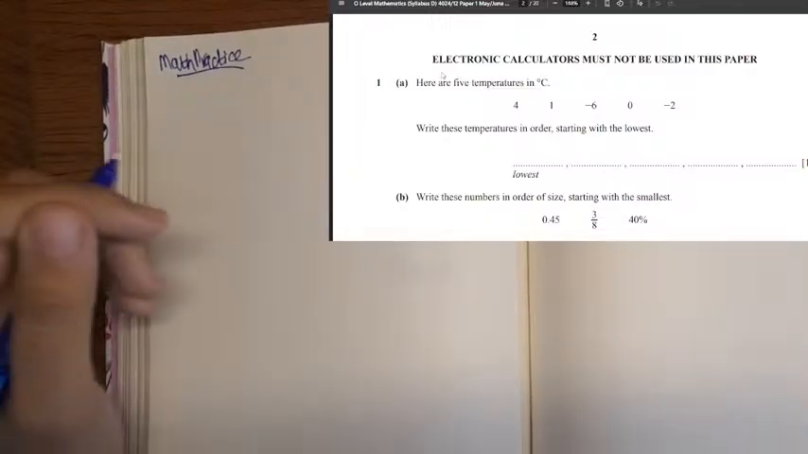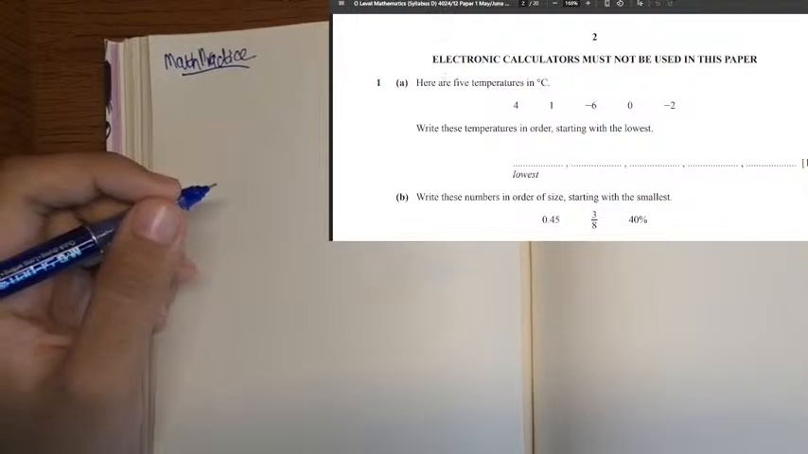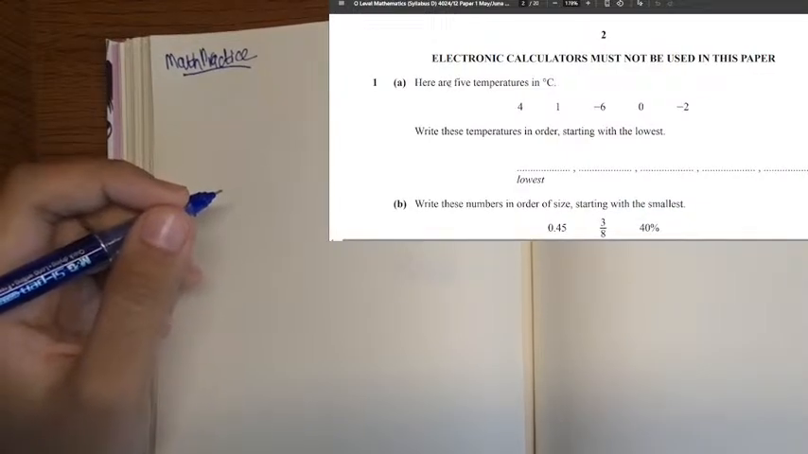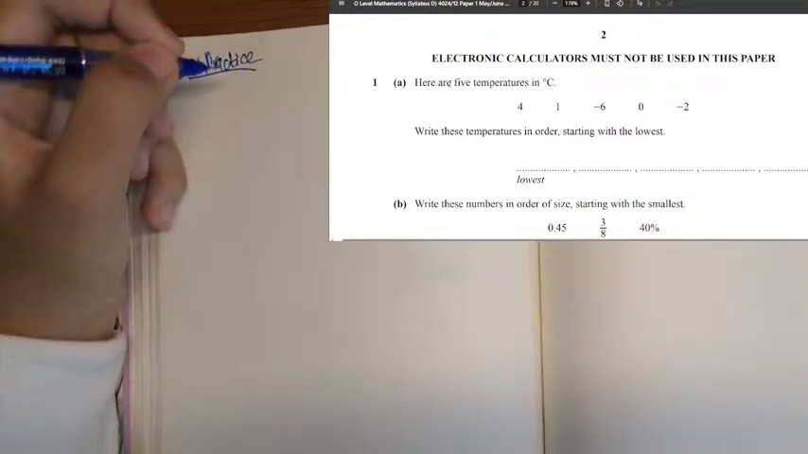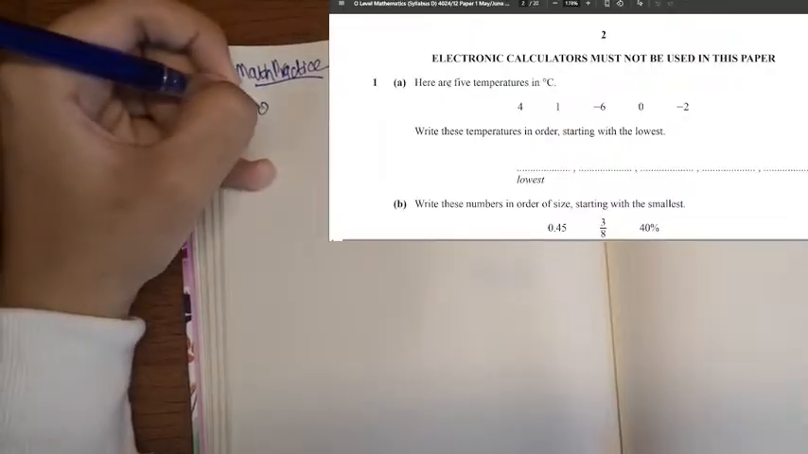So, first question that we have here is there are 5 temperatures in degrees Celsius. We need to order them starting with the lowest one. Well, this is pretty self-explanatory. Question 1, we start with A.